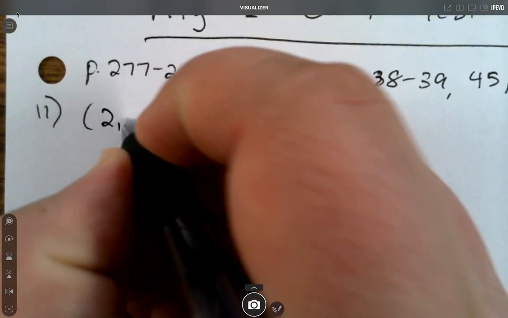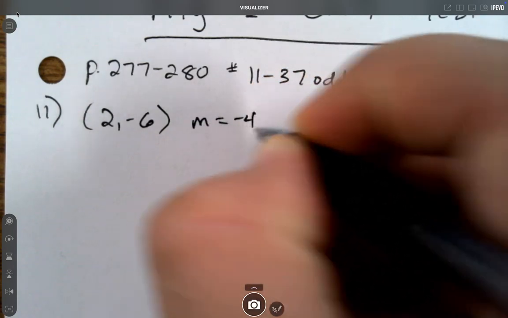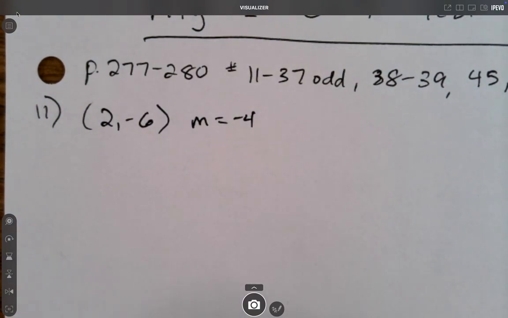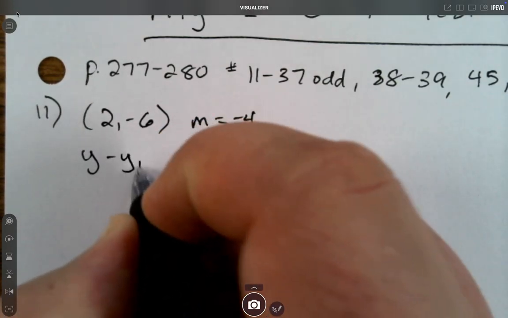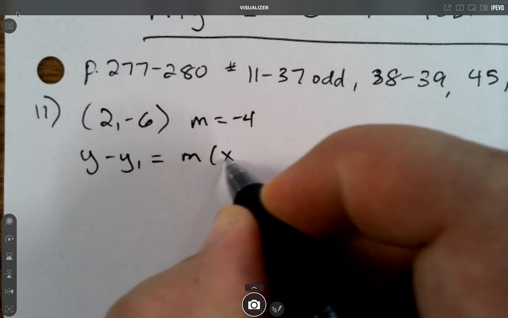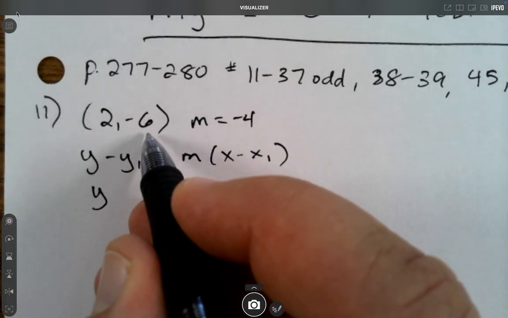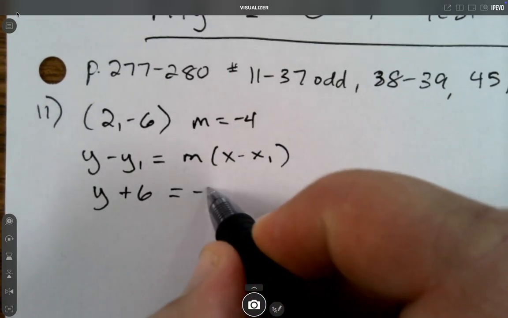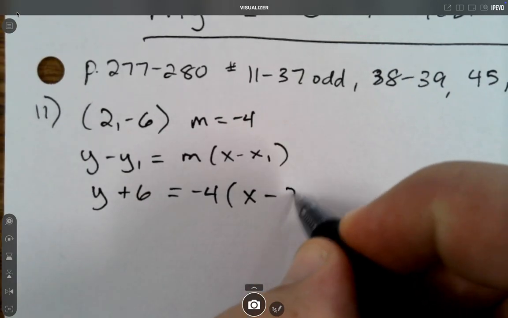So we have the point (2, -6) and a slope of -4. In my opinion, the quickest and simplest way to do this is to start by writing the line in point slope form. That's y minus y1 equals m times x minus x1. So I do y minus -6, which makes it plus 6. Plug in the slope, which is -4. Do x minus 2, that's my x value.